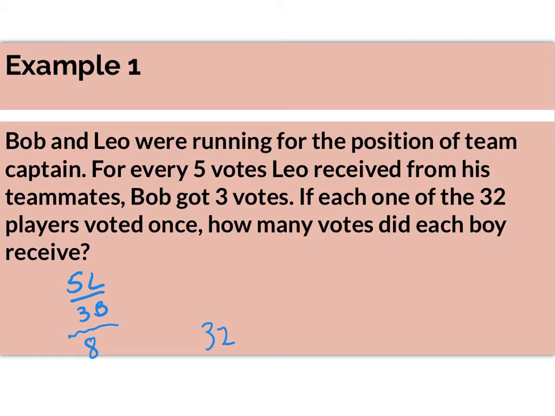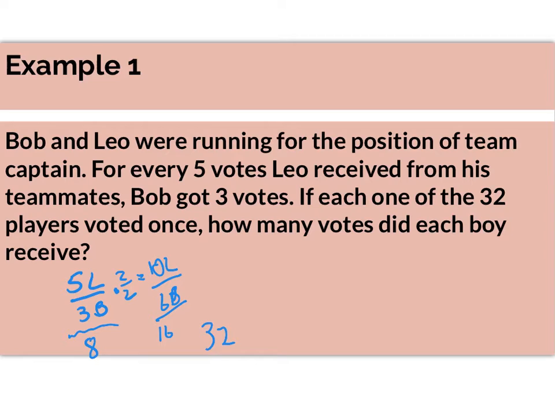So the first thing I'm going to do is multiply by 2. And then I will get, so if Leo gets 10 votes, then Bob should get 6 votes. 6 for Bob. And that gives us 16. So we're going in the right direction. 16 is half of 32, but we're not quite there yet.